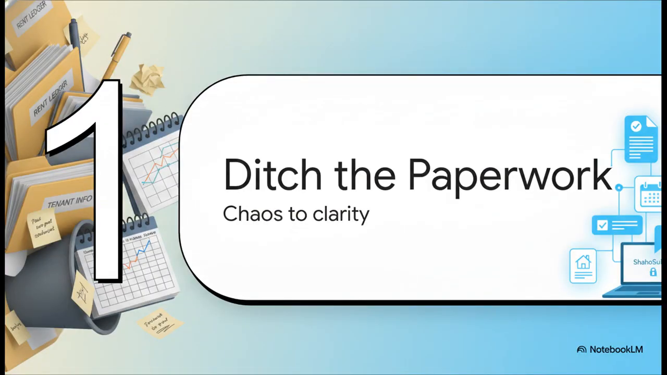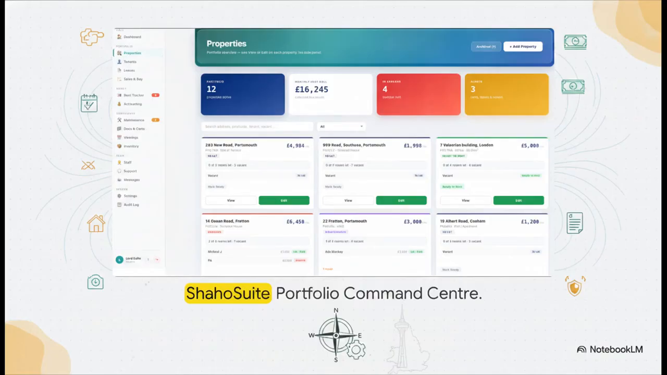Starting us off with Section 1, ditch the paperwork and replace that chaos with absolute clarity. Seriously, I want you to mentally clear your desk right now. Just push the Post-it notes, the heavy ledgers, and those overflowing files right over the edge. Because what you are looking at with the ShahoSuite dashboard is a totally new landscape. Everything is categorized so logically on that sidebar. Portfolio, money, compliance, team, system. It's visually calm, there's zero clutter. Imagine logging in with your morning coffee, and this is what greets you. A serene, highly organized overview of your entire property business.